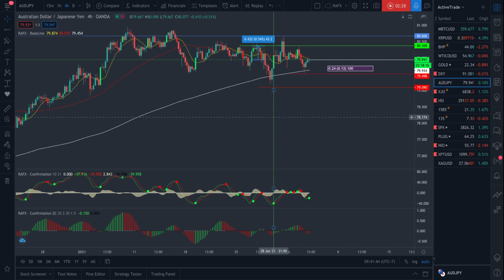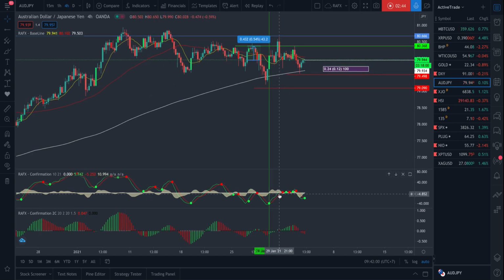So one is the 4 hours. I check if in the 4 hours the price is above the 10 baseline, and then if my confirmation one has a buy signal or a long signal in it. So during that time, January 28th, it gave me a signal.